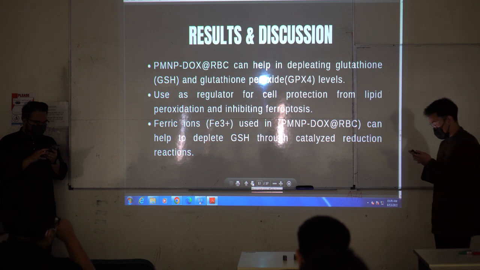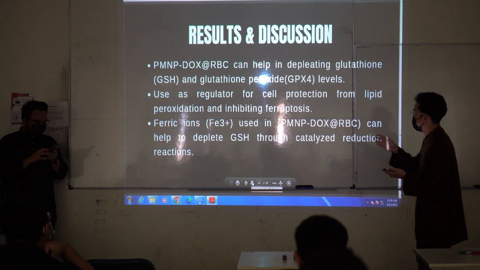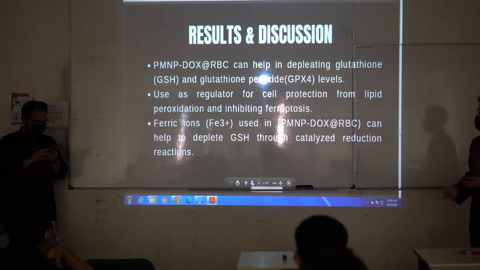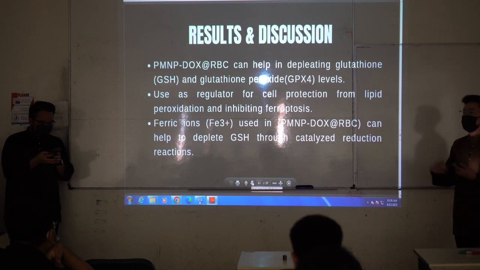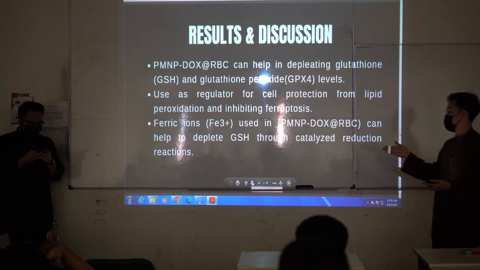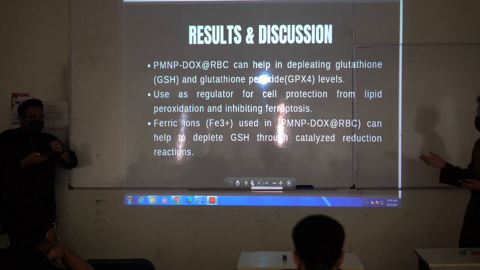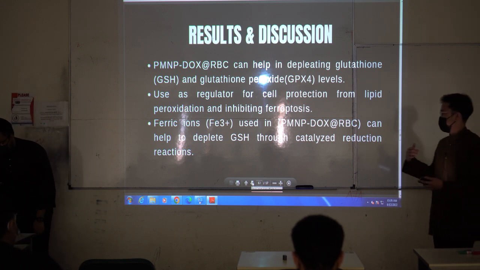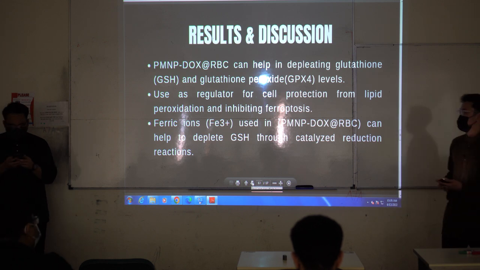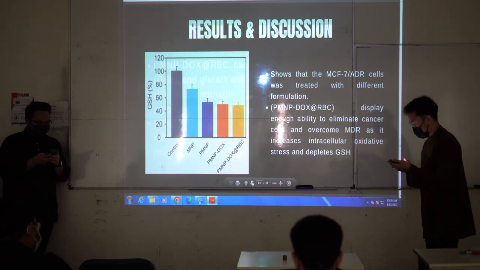So the ferric ion, Fe3+, that is used in the PNNP-DOX can help to deplete this substance, GSH, through a catalyzed reduction reaction, which will increase the function of ferroptosis in the cell. Next.